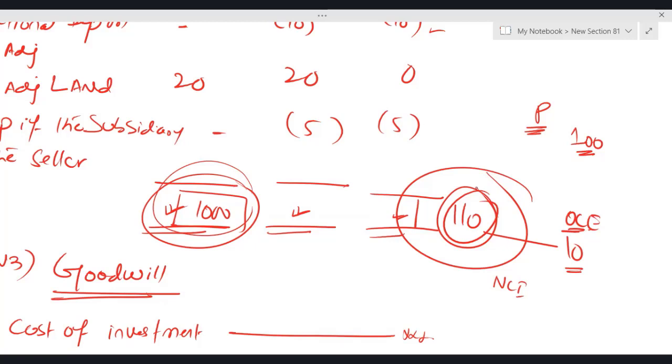Is this clear to everyone? When you are working for NCI, take the entire 110. When you are calculating the parent's retained earnings, the group reserves, you need to work on 100 for retained earnings and on 10 for OCE. I hope this is clear to everyone. Yes or no? Please reply.